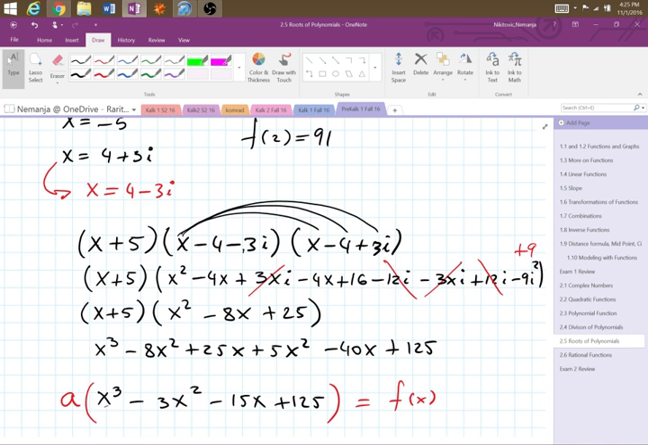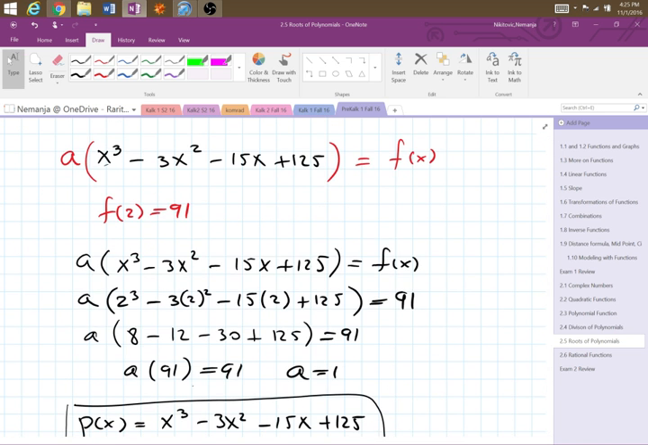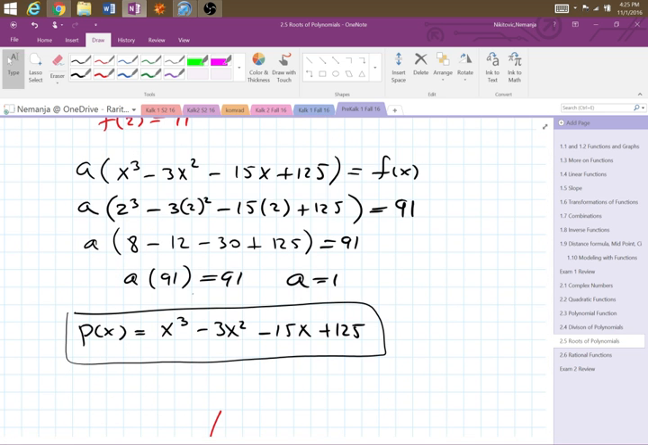No, not a of 91. That's like a times 91, because this top in parentheses turned out to be 91. Maybe if I write it as 91 times a, and then divide by 91, that would make more sense. This is 91 right here. So 91 times a is 91, divide both sides by 91, and a is 1.